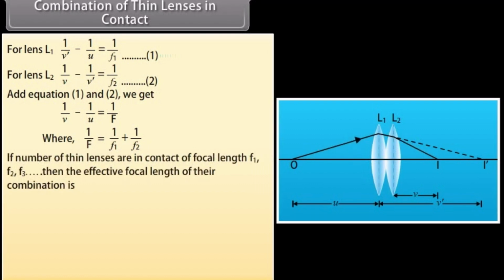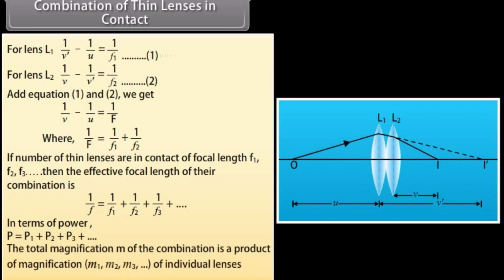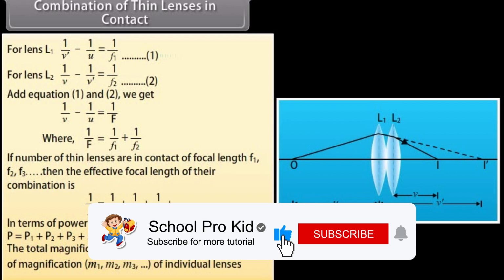If a number of thin lenses of focal lengths f1, f2, f3 are in contact, then the effective focal length of their combination is 1/f equal to 1/f1 plus 1/f2 plus 1/f3 and so on. In terms of power, P is equal to P1 plus P2 plus P3 and so on. The total magnification m of the combination is the product of the magnifications m1, m2, m3 and so on of the individual lenses. m is equal to m1 times m2 times m3.